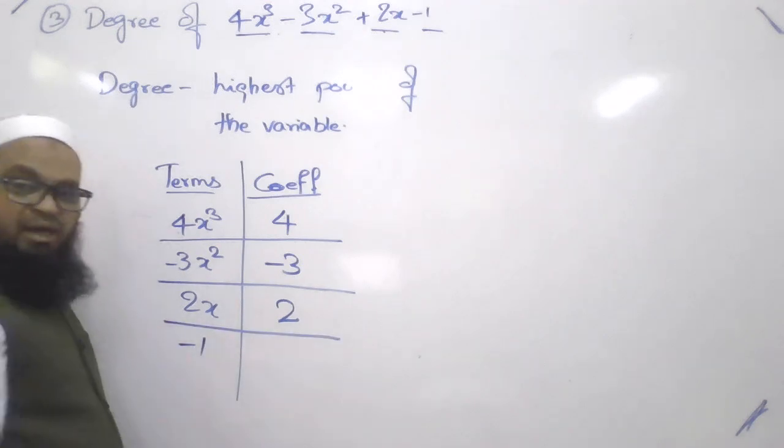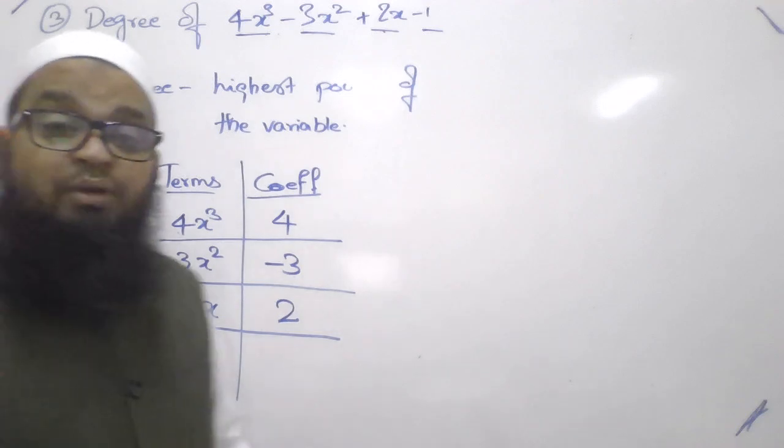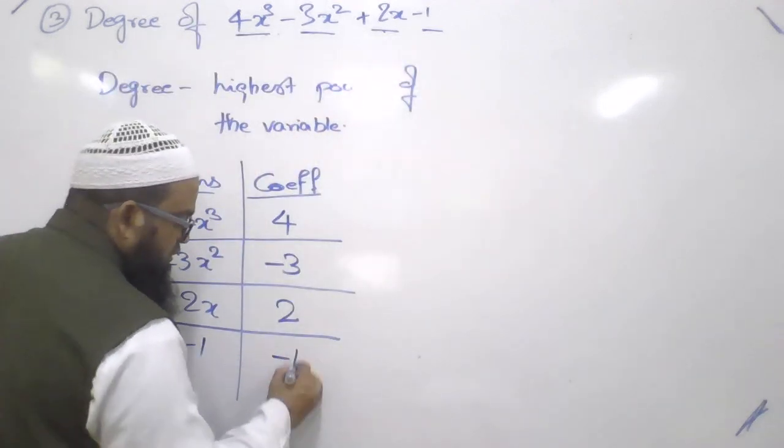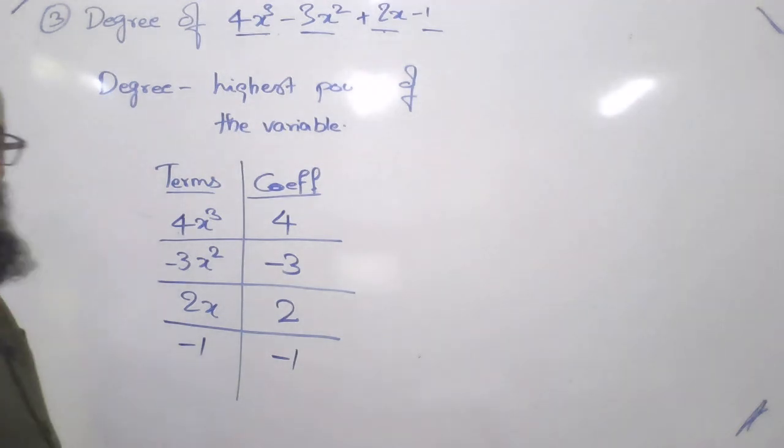And what is minus 1 called as? Minus 1 is called the constant term. Understood or not? So the coefficient of the constant term is minus 1 itself.